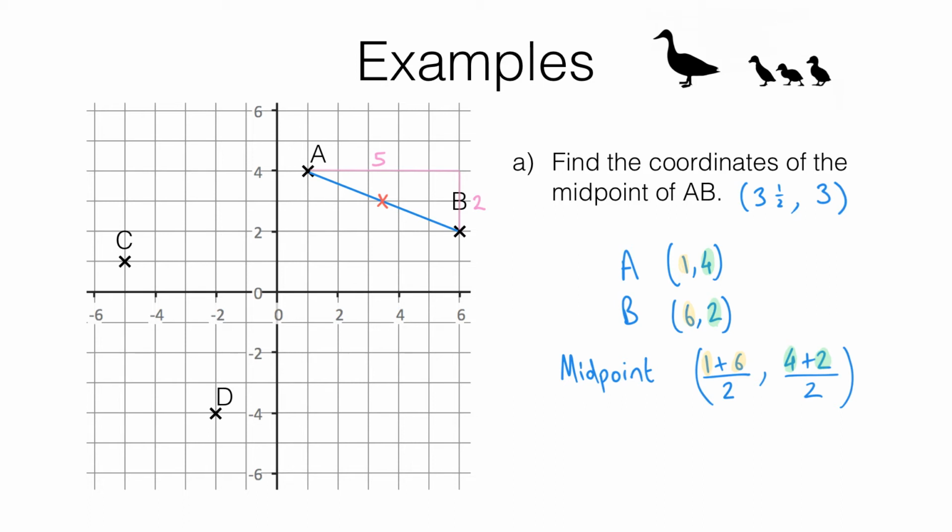Now, of course, I can't leave it like that. I need to simplify. 1 plus 6 is 7. 7 divided by 2 is 3.5. And 4 plus 2 is 6. 6 divided by 2 gives me 3. So this method here is a really good way of finding the midpoint of 2 points when you're just given their coordinates and you don't have a diagram to work from. All you need to do is look for the mean of the x-coordinates and the mean of the y-coordinates, and you get the coordinates of your midpoint.